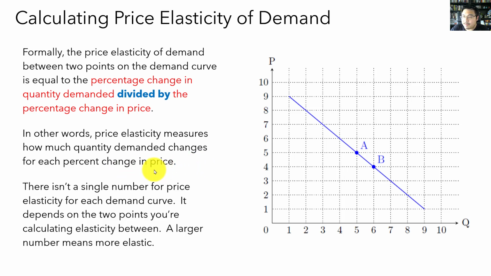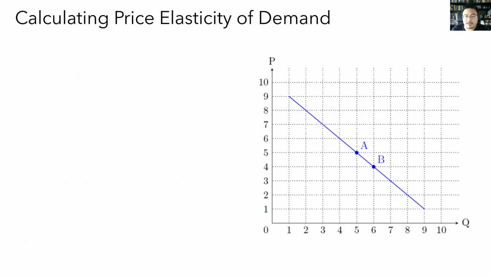One thing to keep in mind is that there isn't going to be a single number for price elasticity for each demand curve. So it's not like a particular demand curve has one number for the price elasticity. It actually depends on the points that you're going to be calculating the elasticity between. But between 2 points, generally speaking, a larger number for the price elasticity means a higher elasticity, and it means that the consumers are more price sensitive.